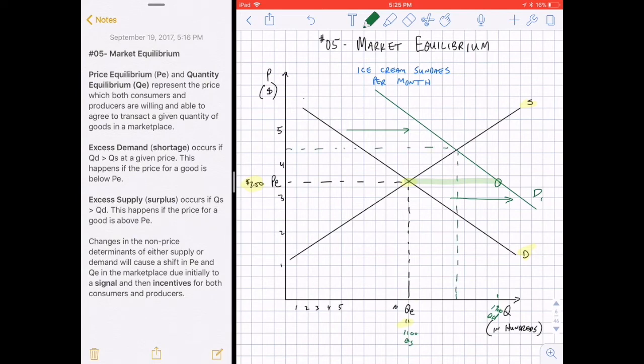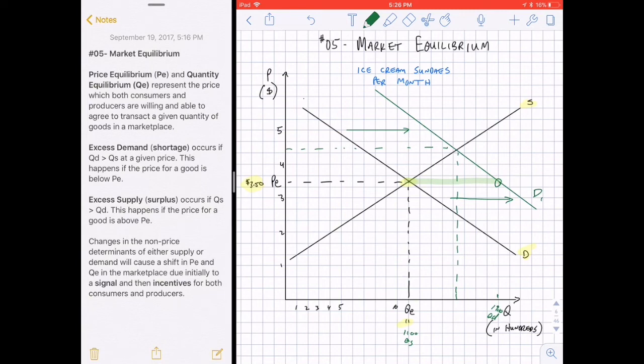I would like you to be very careful though. Although that change is pretty immediate, although those factors affect things pretty quickly, I want you to understand there's a signal that first takes place, and then both producers and consumers are incentivized to change their willingness and ability to buy and sell at a different price. So if at the original equilibrium price of $3.50, nothing else changed except for that signal and our new demand curve, there would be a shortage, an excess demand of ice cream sundaes at that price.